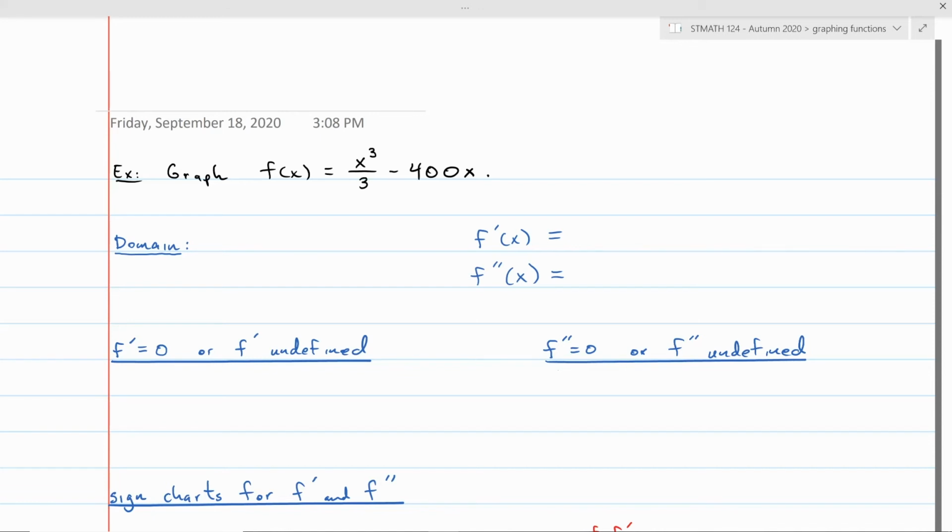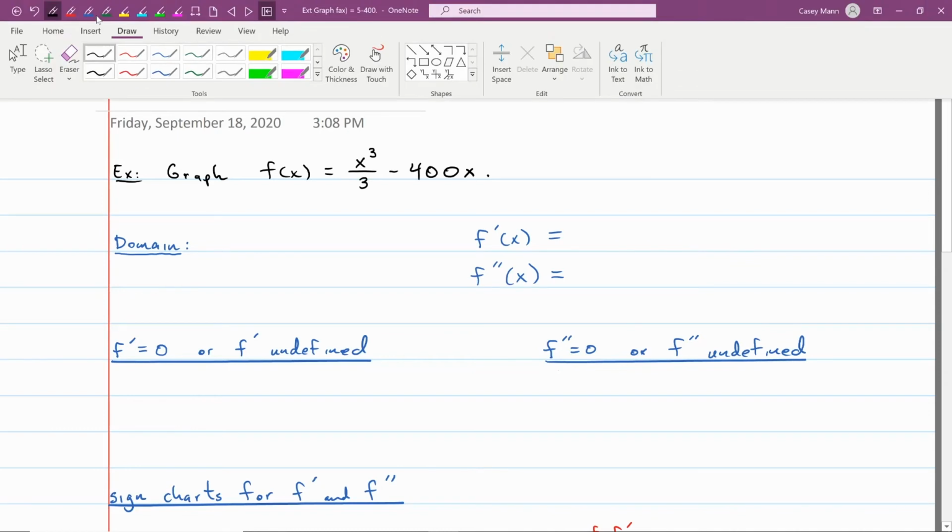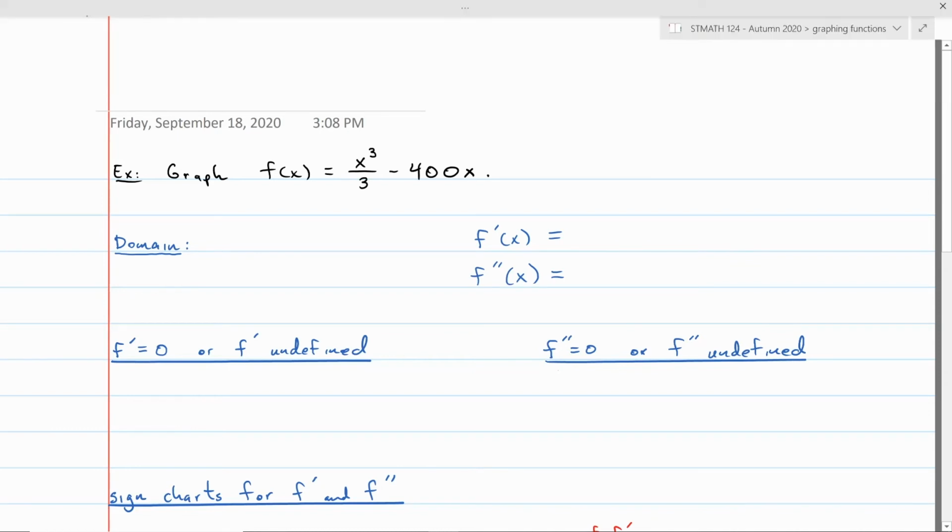The function is x cubed over 3 minus 400x. All right, so what is the domain of this function? Well, this is a polynomial function, and polynomials have a domain of all the real numbers. And so our domain here is just negative infinity to positive infinity. All right. And then next, we need the first and second derivatives. In the first derivative, bring the 3 down, I'll have x squared minus 400. And then the second derivative is 2x.